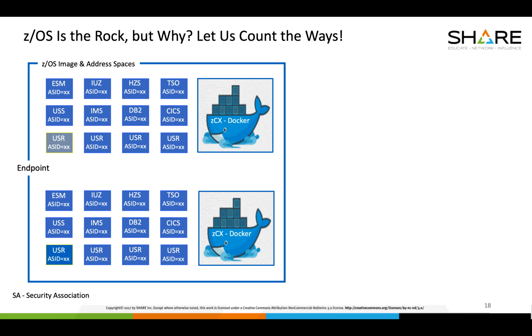Now, here's what the z/OS environment looks like at that point. We have the z/OS image up, and within that z/OS image, we have a number of address spaces. One of those address spaces, in this case two of those address spaces, are devoted to zCX Docker containers that are running some Linux application that has been migrated from a server farm into that address space in order to take advantage of the services that can be provided by a z/OS LPAR.